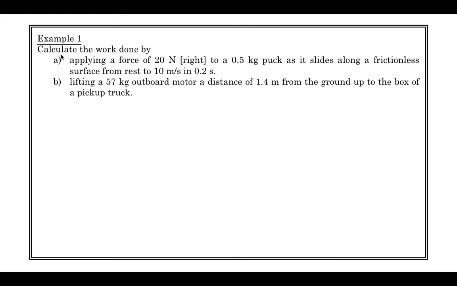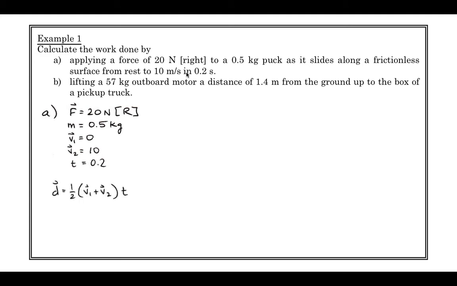Here's an example. Let's calculate the work done in these two situations. First, we apply a force of 20 newtons right to a 0.5 kilogram puck as it slides across a frictionless surface, going from rest to 10 meters per second in 0.2 seconds. We've got the force. One thing we need in this case is the displacement. Here's what we know. We can use v1, v2 and time to find the displacement of the object. We find that it's 1 meter once we make our substitutions.